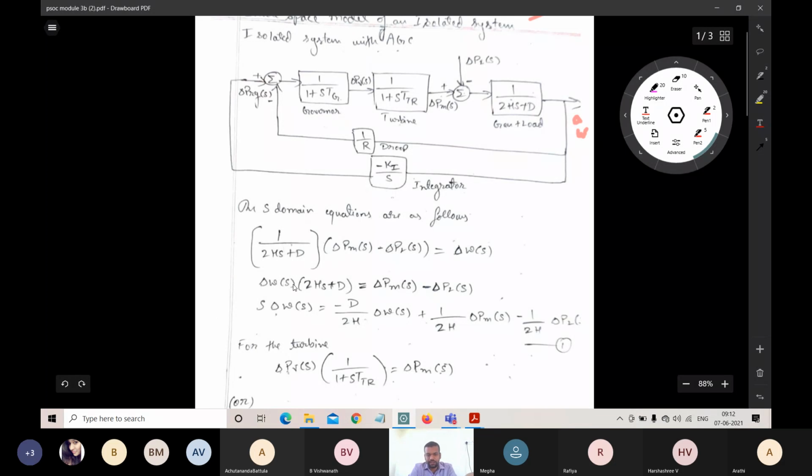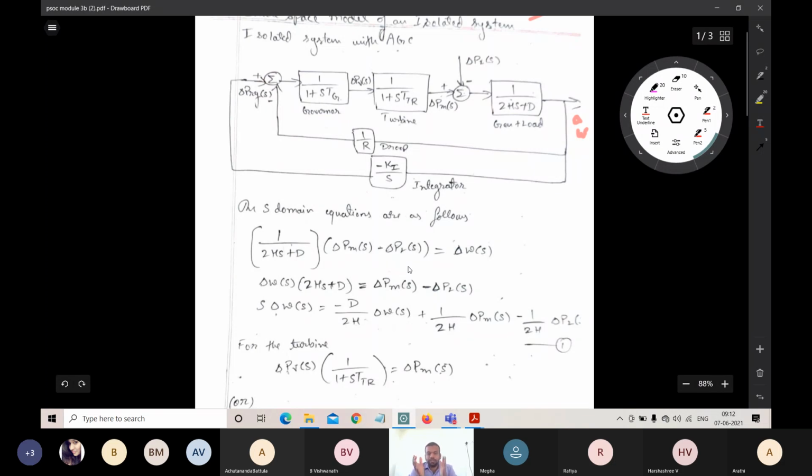Again, multiplication becomes a divide factor. So the 2H we multiplied on the left becomes a divide on the right side. So minus D by 2H into delta omega s, plus delta Pm of s divided by 2H, minus delta PL of s divided by 2H. We have just multiplied. Delta Pm of s minus delta PL of s divided by 2Hs plus D.